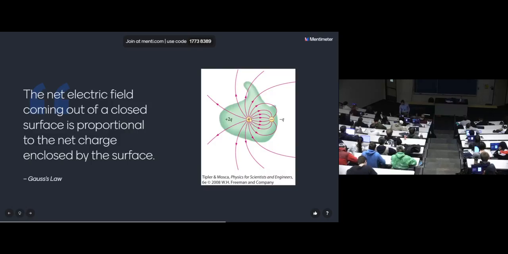So right now, it's not telling me what the electric field is at any one of these points on the surface. It's just telling me that the net amount of the lines coming out of this enclosed surface is going to be proportional to the net charge, which in this case is 2q minus q, so that's plus 1q. So the net flux is just going to be based on the net charge.